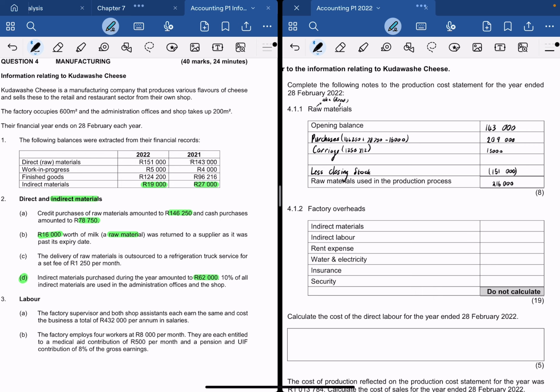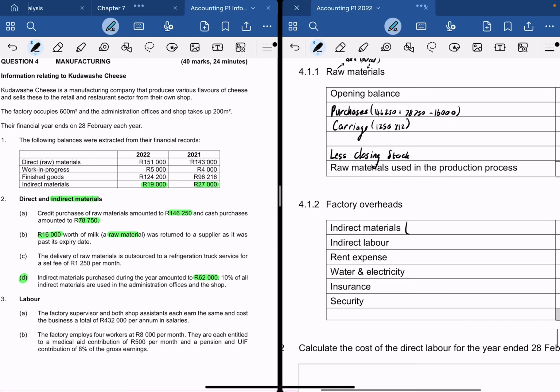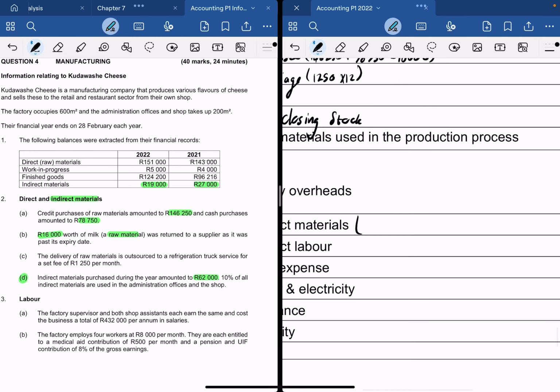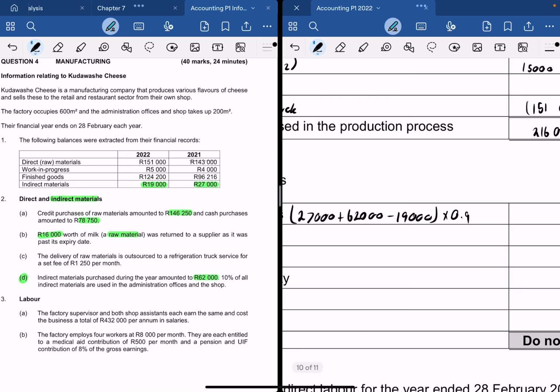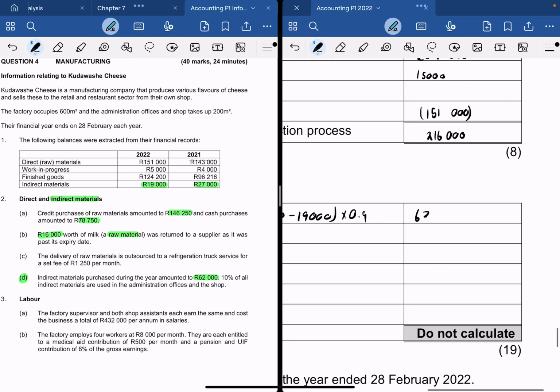So come to indirect materials. We have our opening balance. It's the same logic as our raw materials. Our opening balance, 27,000. What was our purchase? 62,000. What is our end of year balance? Our closing stock, 19,000. Times by 0.9 or 90%, whichever you prefer. And then you get 63,000, right?